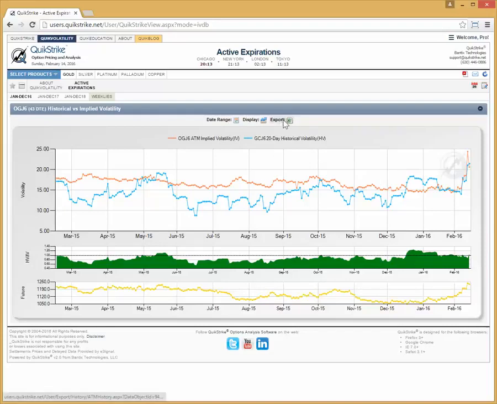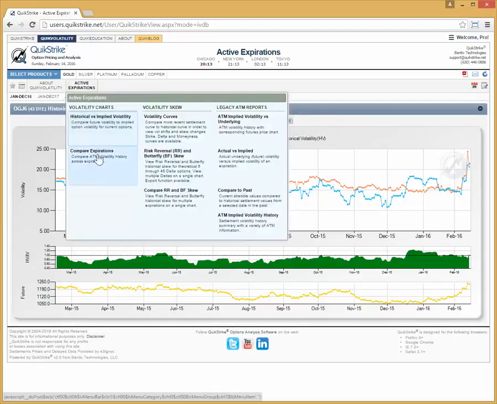And finally, we allow you to export this data. That's right. You can export the data to a CSV and use it however you like. So you can put it in your own report. You can keep track of it yourself, but we do give it to you there, and you're more than welcome to that information. Okay. Next, we're going to look at the compare expirations.